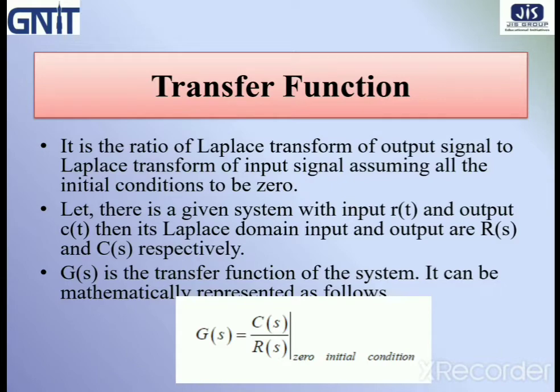So in this domain, if we want to calculate the transfer function, we have to use Laplace transform. The transfer function is the Laplace transform of output signal to the Laplace transform of input signal, assuming all the initial conditions are 0. So Laplace transform of output is C(s) and Laplace transform of input is R(s). The ratio of C(s) and R(s) is the transfer function, represented by capital G(s). So G(s) is equal to C(s) by R(s) with all initial conditions 0.